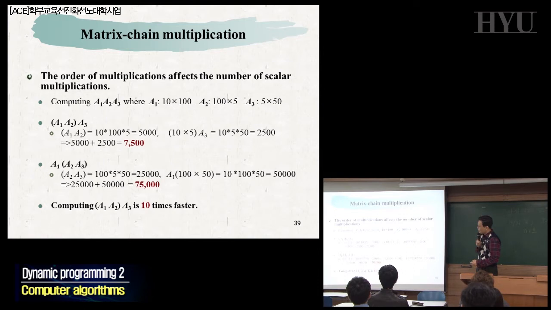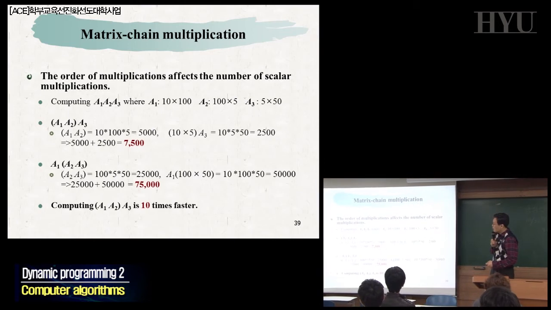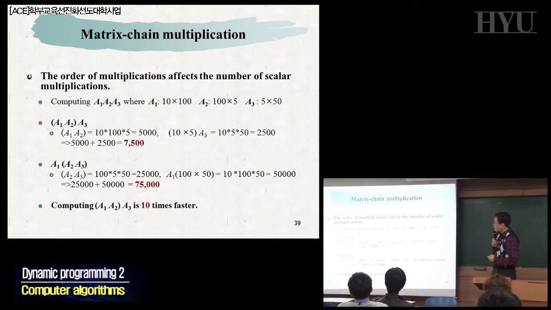Then the next one. First, we multiply A2 and A3. It takes 100 times 5 times 50, which is 25,000. And the resulting matrix is 100 by 50. So the number of scalar multiplications in this case is 10 times 100 times 50, which is 50,000. So in total, it takes 75,000 scalar multiplications.